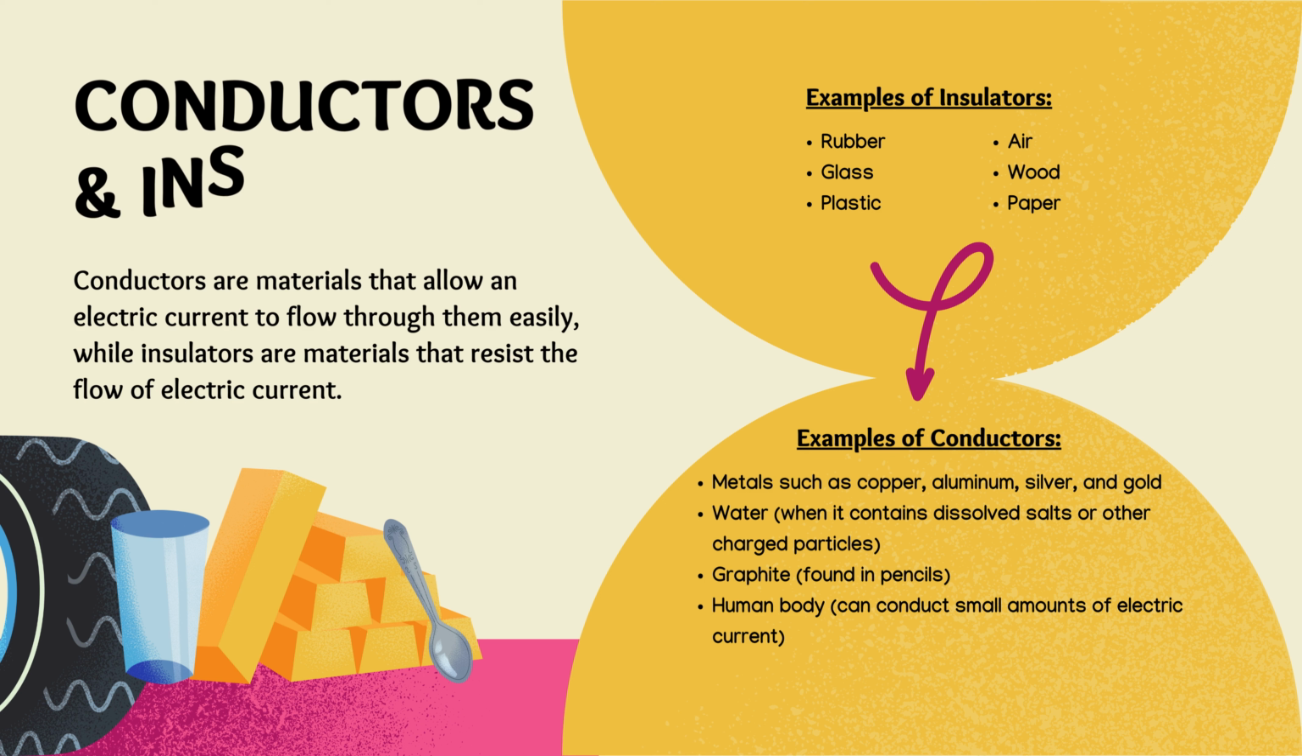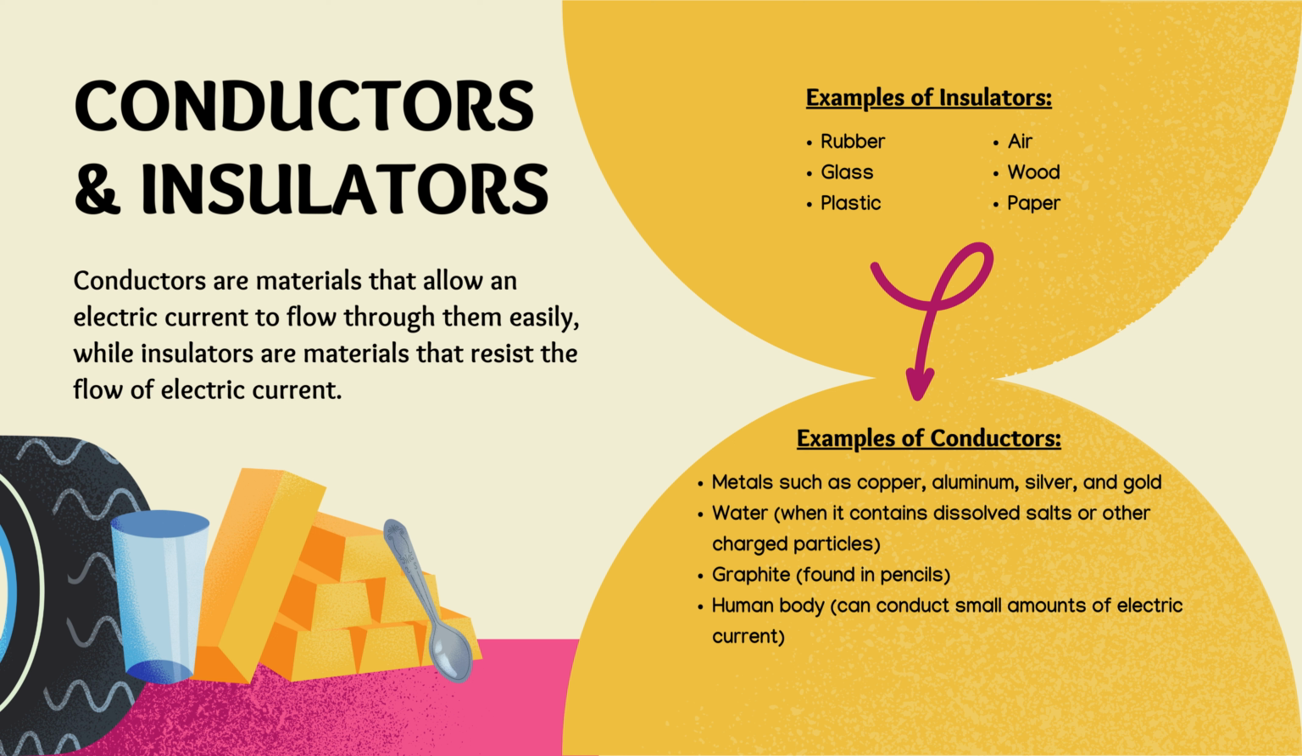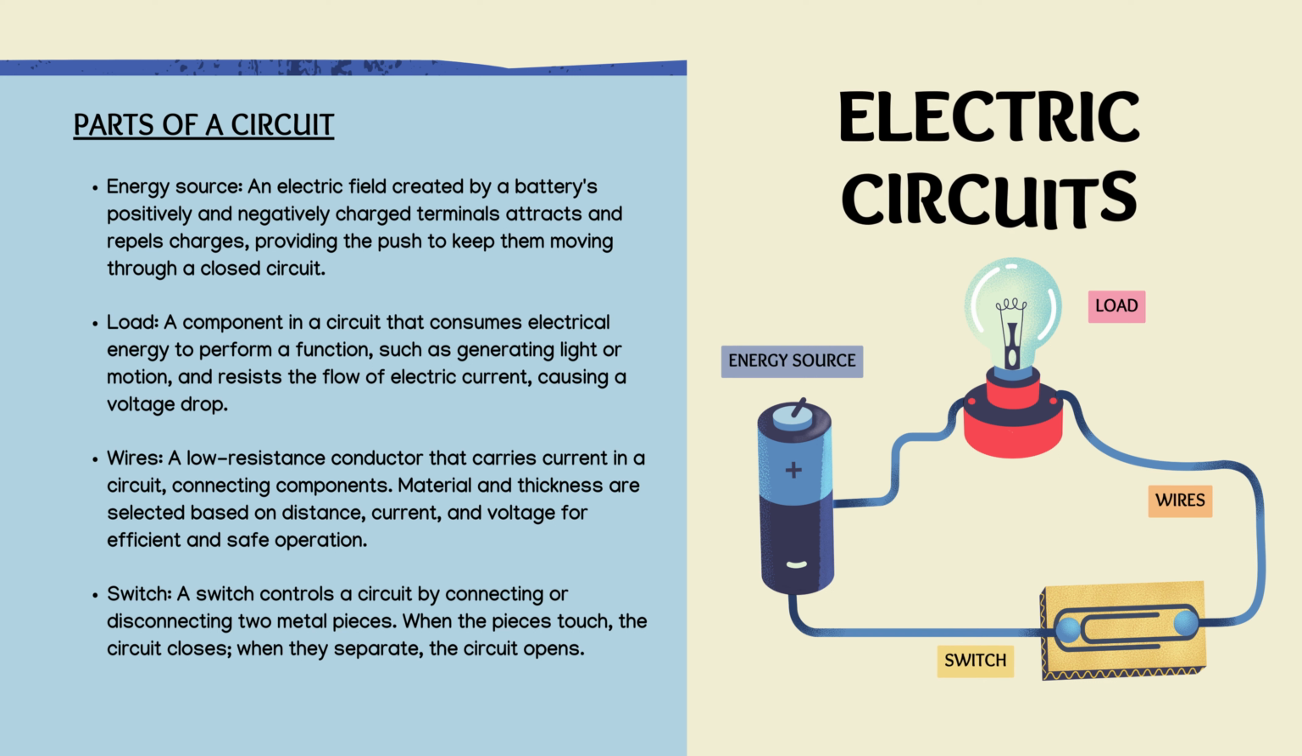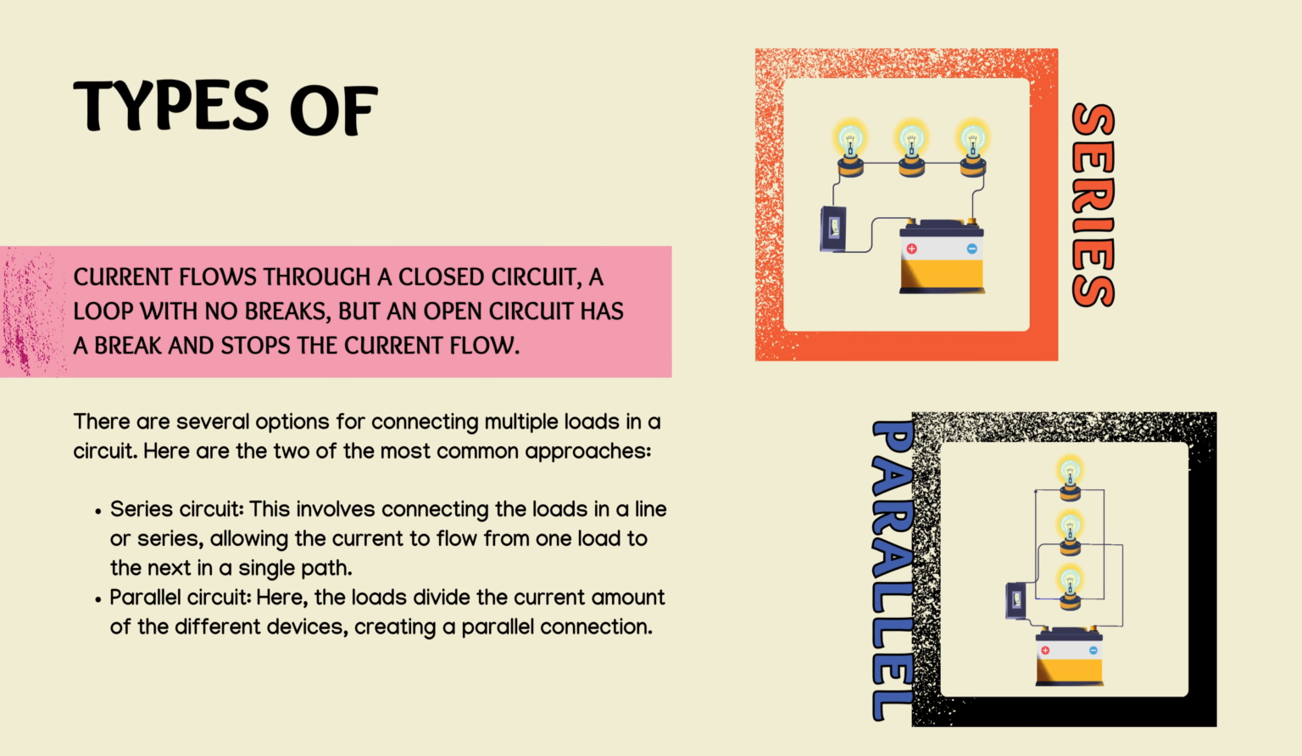Conductors and insulators. Conductors are materials that allow an electric current to flow through them easily, while insulators are materials that resist the flow of electric current. Parts of a circuit. Energy source. Load. Wires. Switch.